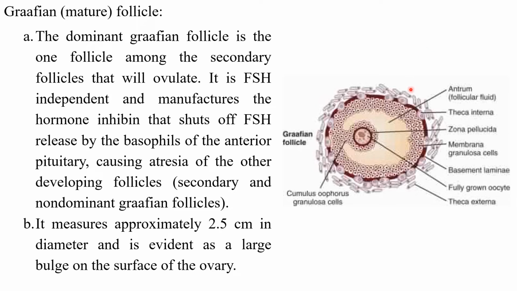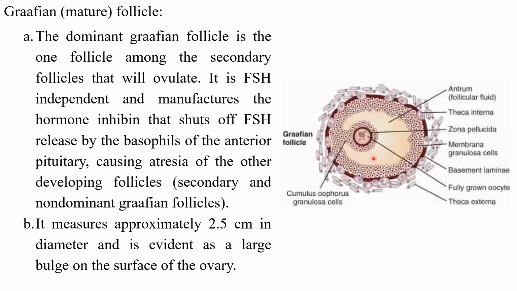The Graafian follicle is externally covered by a layer of cells called theca externa, which inside will have a fully grown mature oocyte, and this oocyte is covered by a heap of granulosa cells called cumulus oophorus.